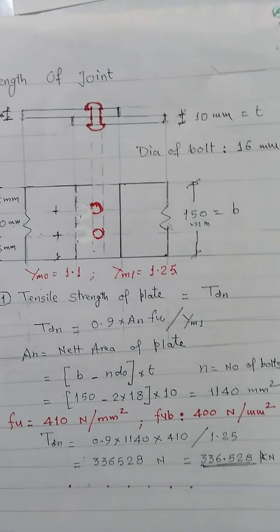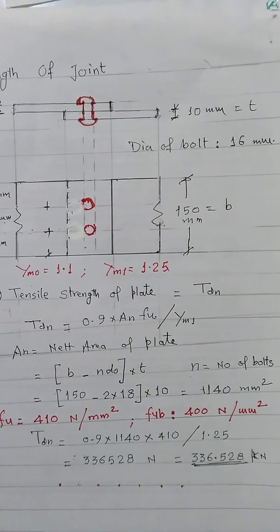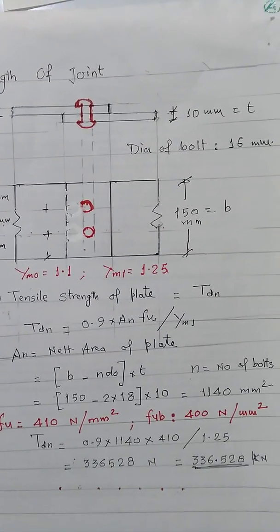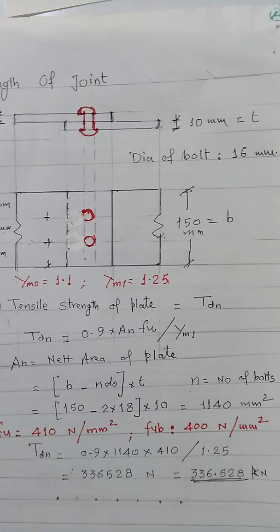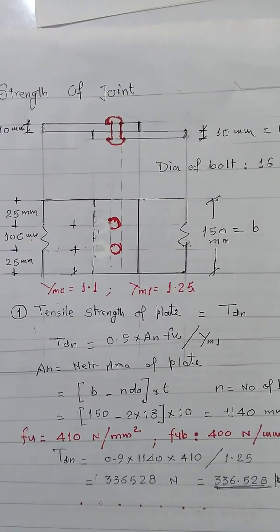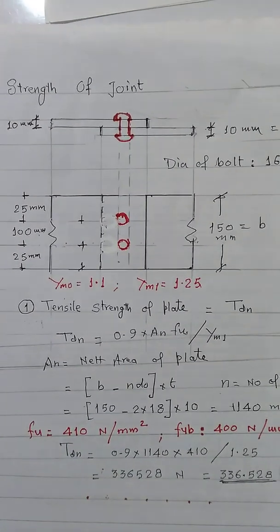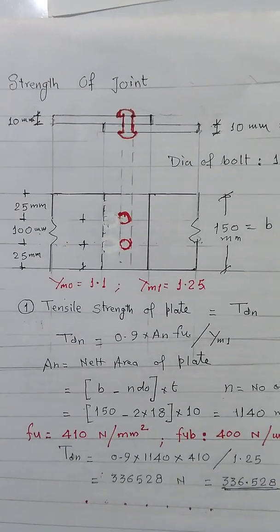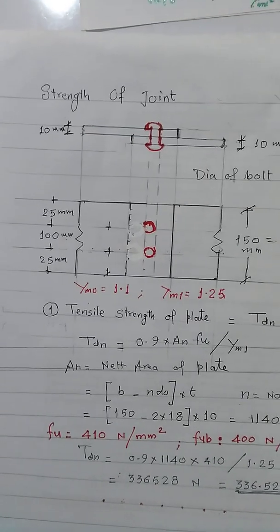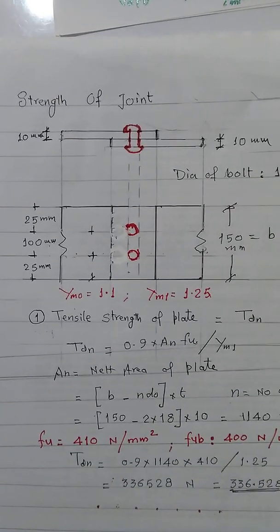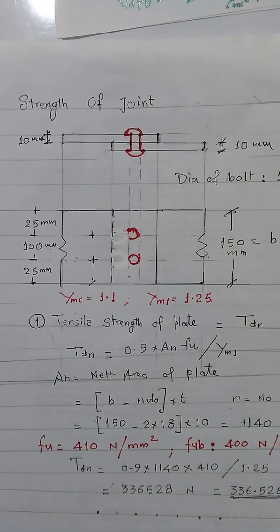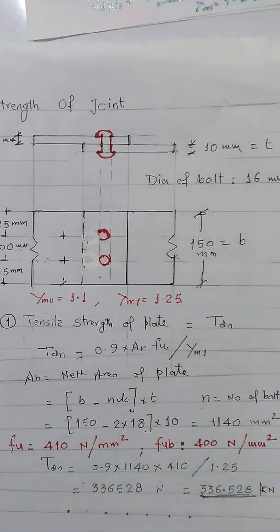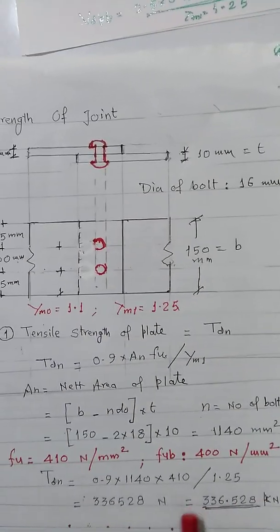Before we proceed, some important parameters are to be taken into consideration. The diameter of the bolt I have taken as 16 mm. Width of the plate B is taken as 150 mm. Thickness of plate is 10 mm. Gamma M0 is taken as 1.1 and gamma M1 is taken as 1.25. Similarly, Fu is taken as 410 Newton per mm square and FUB is taken as 400 Newton per mm square.